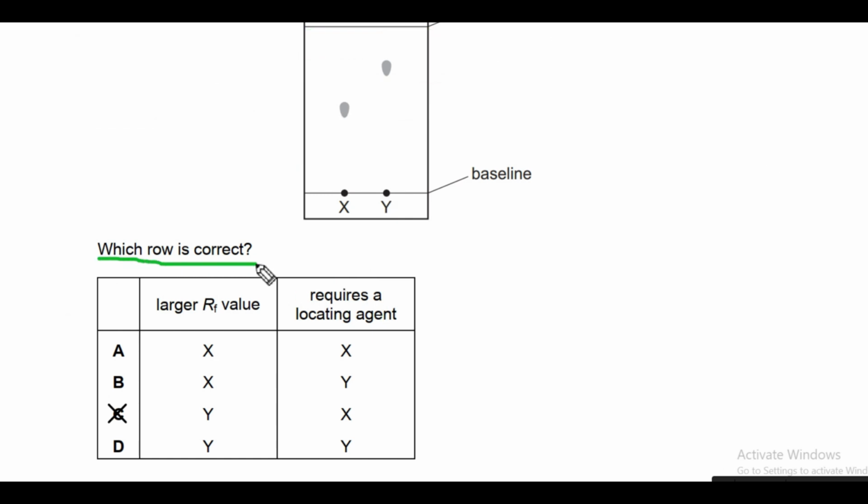So you are asking which row is correct? The larger Rf value will be for Y. Why? Because it is the baseline to Y distance divided by the baseline to solvent front distance.